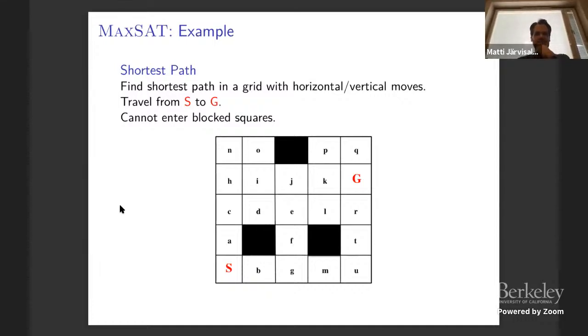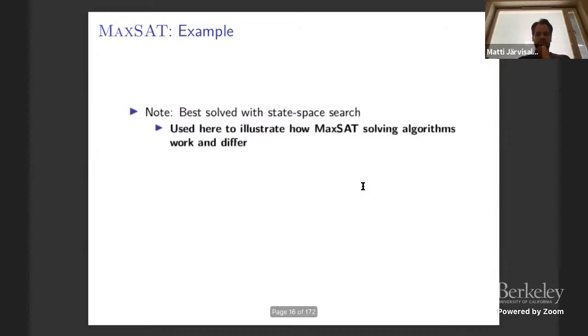So okay, the point is that we're in a grid. There's a start cell and a goal cell. We want to find a path using horizontal and vertical moves going from S to G, and we want to find a shortest path from S to G. And there are some blocked squares that we can't go through. So here, for example, a shortest path would go from S to A, C, D, E, L, R, and G. That's one shortest path.